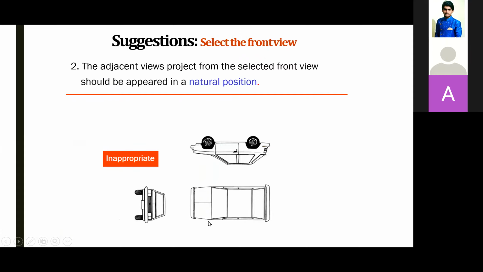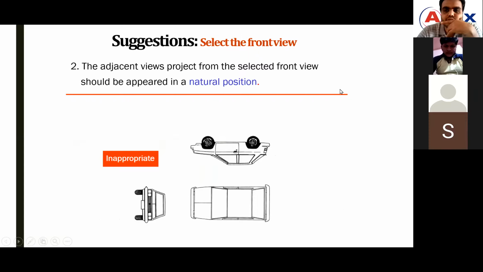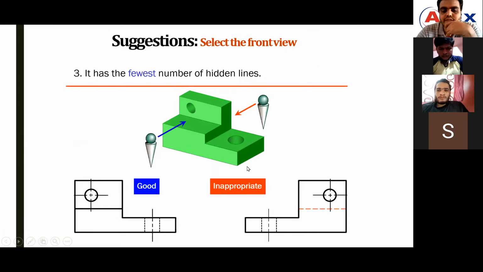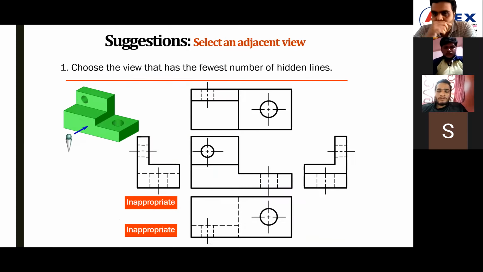So next, these are the inappropriate positions. You should avoid these kinds of mistakes. Okay. So next, we have good positions here. Suppose you are writing, see, you need to consider the front view should be like this. Don't consider like this. Otherwise, it will create more confusion while manufacturing. Okay. These are all the standard methods which you have to follow.